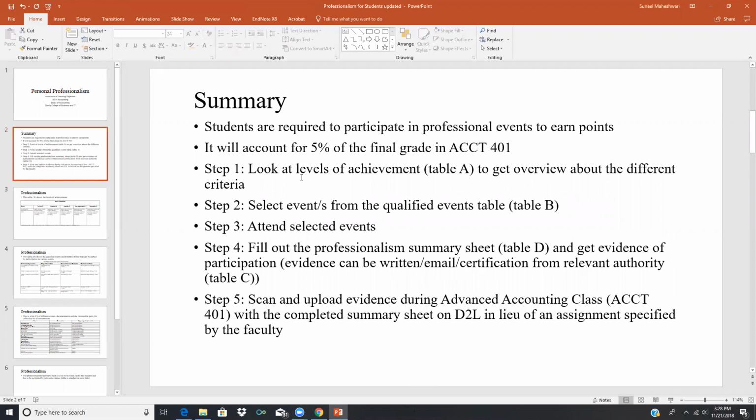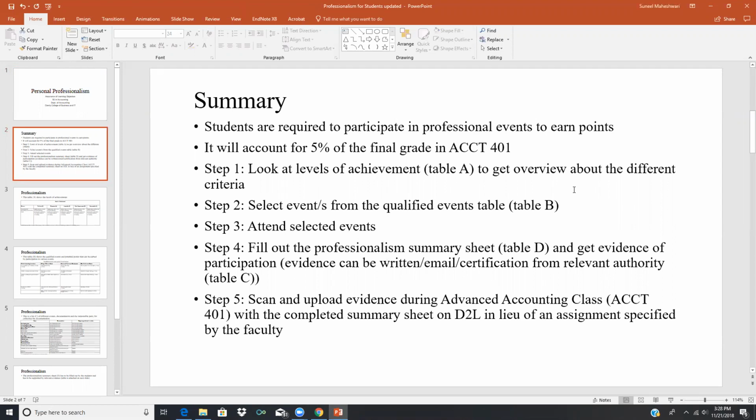Students are required to participate in professional events that take place throughout the university, especially by Eberly College of Business and the Career and Professional Development Center. It will account for 5% of the final grade in advanced accounting class, that is Accounting 401, for all accounting majors. Step one would be to look at the level of achievements, and this will give an overview of the criteria.